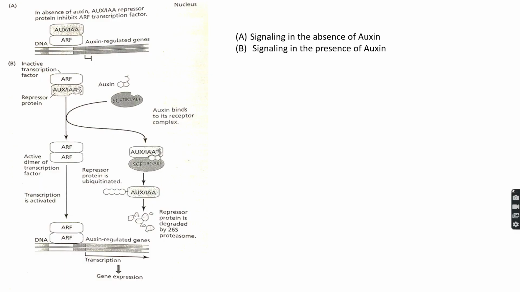So, two categories of protein families are involved. One is AUX/IAA. Another is ARF protein. This ARF protein is basically a short-lived nuclear protein, and these can bind to auxin response genes.